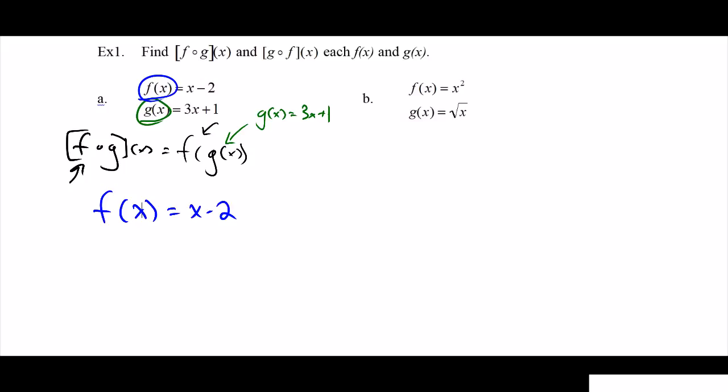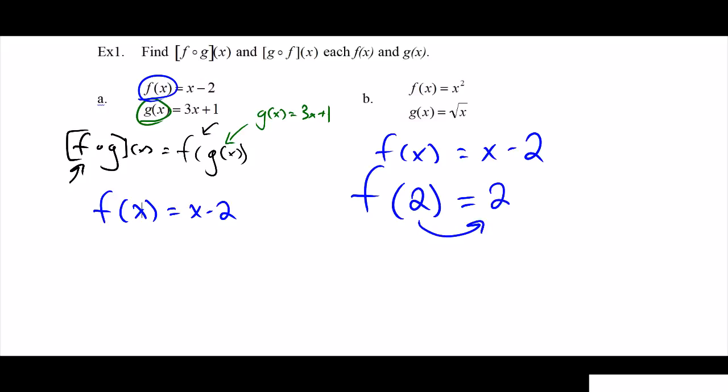So on a related side note, if I had f of 2, how would we solve that? Well, if our original f of x is equal to x minus 2, all we have to do is plug in the 2 for our x. So it would be 2 minus 2. All we do is plug in our 2.